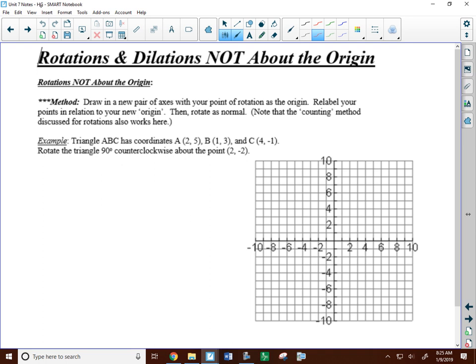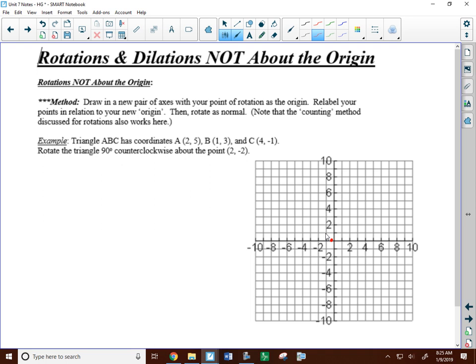Rotating and dilating, not around the origin. So everything up till now has been around 0, 0. Now we're going to rotate and dilate around different points. So this is kind of like part 2 of rotations and part 2 of dilations. There's really one simple thing I'm going to do in each one to make it a lot easier.